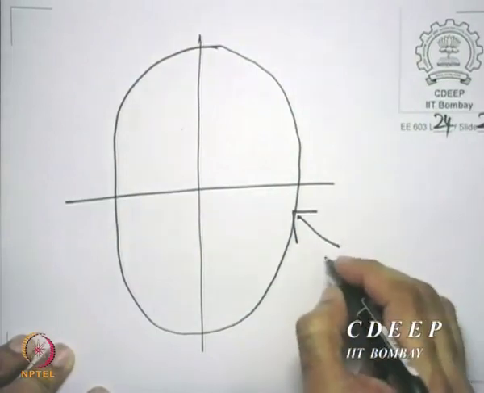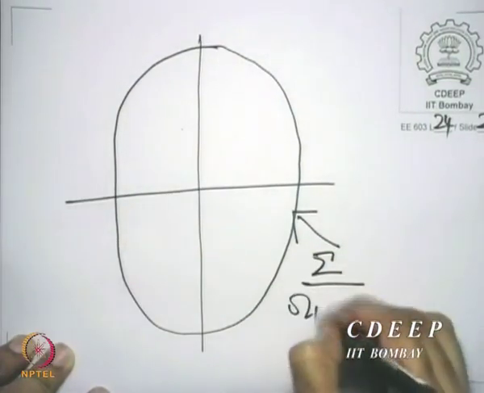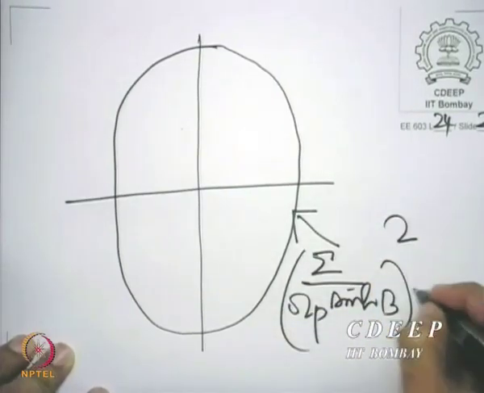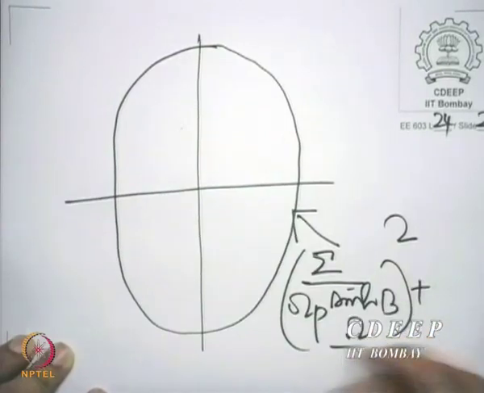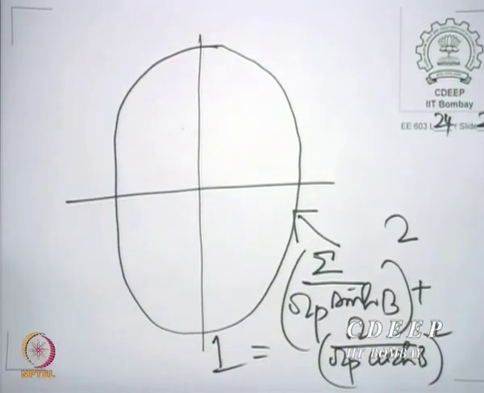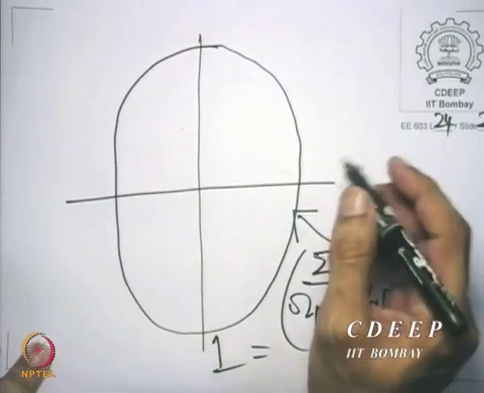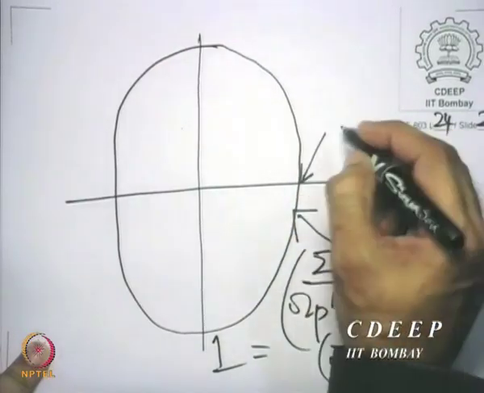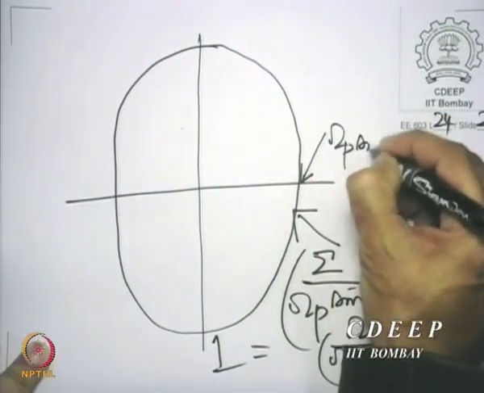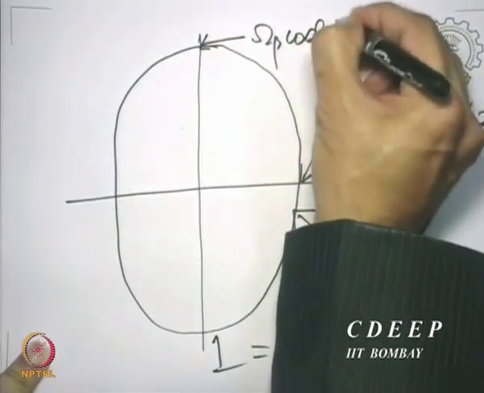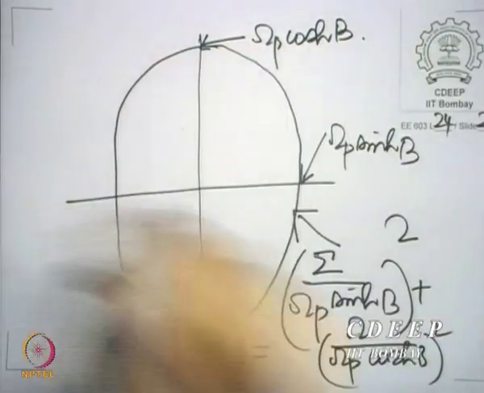This is the contour: sigma by omega_p sinh b the whole squared, plus omega by omega_p cosh b the whole squared is equal to 1. This is the contour. And of course, this point would be omega_p times sinh b, and this would be omega_p cosh b, and the other points can be determined.